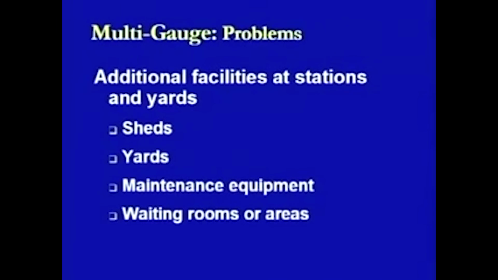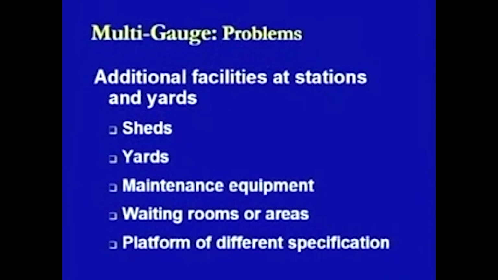Waiting rooms or areas, because the different platforms are associated, therefore we require a waiting room on this platform as well as on the other platform, that is, a platform for broad gauge or a platform for the gauge other than the broad gauge. The platforms are also of different specifications because of the size differences or the specification differences in the meter gauge and the broad gauge, or the rolling stock specification differences.